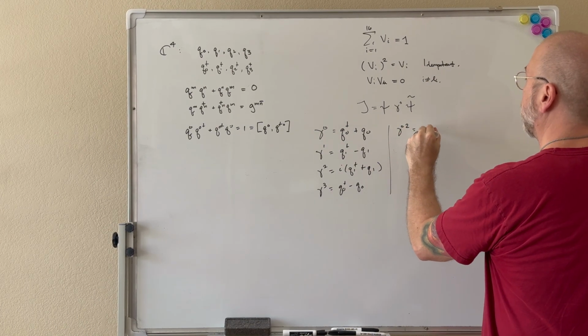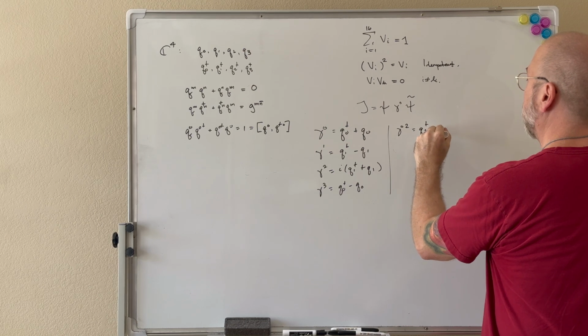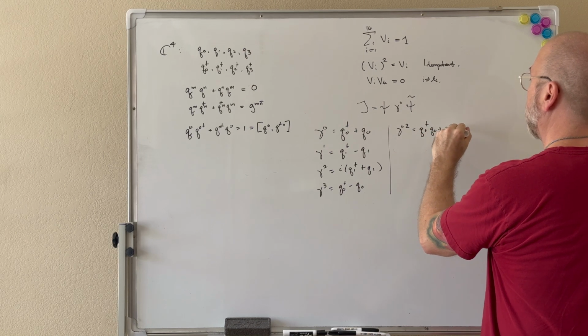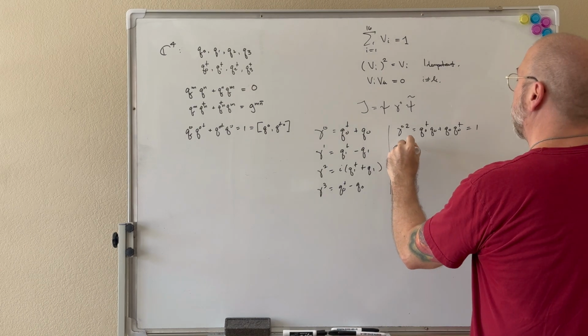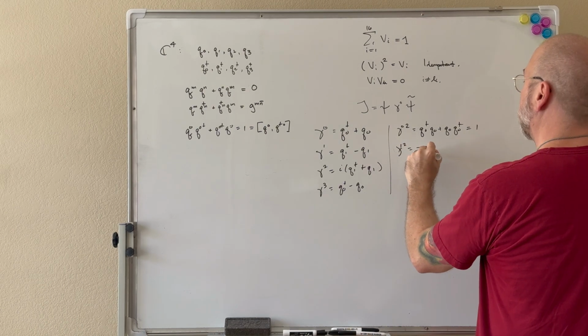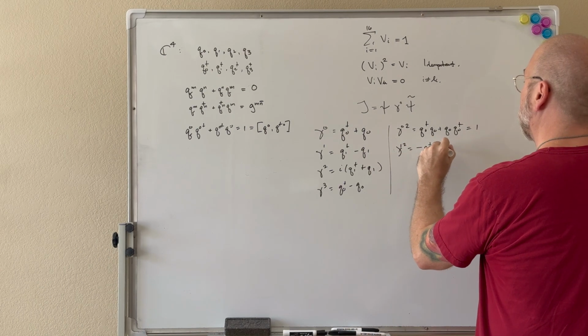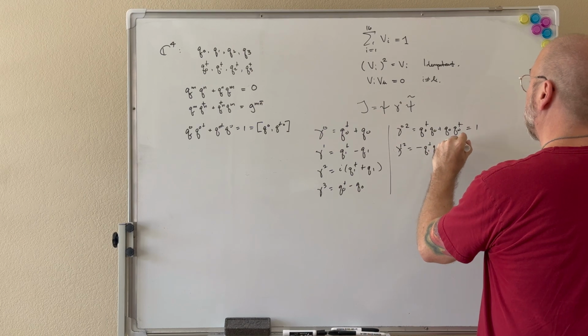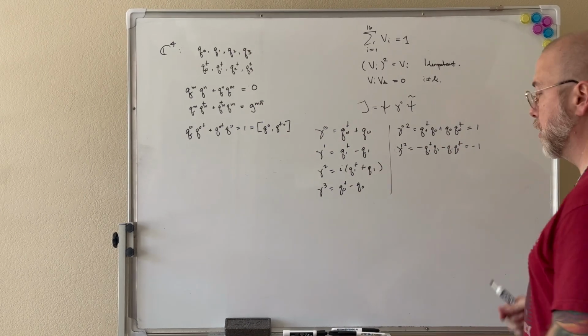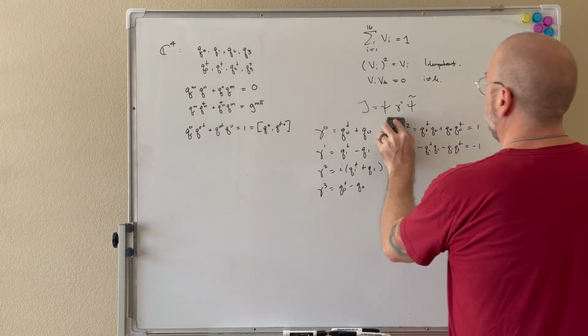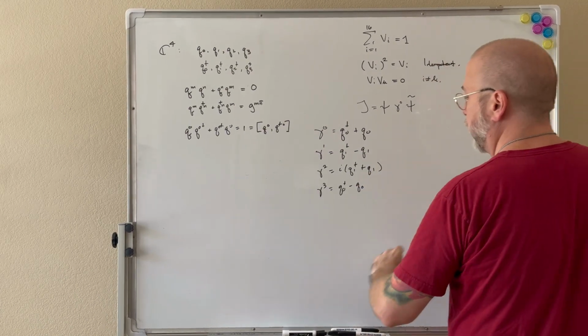Q0 squared is actually this, which we know is 1. Gamma 1 squared is minus 1 and so on. So it has the proper signature of space-time algebra. This works perfectly.